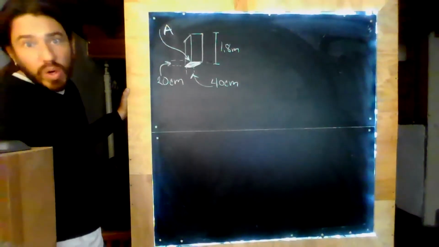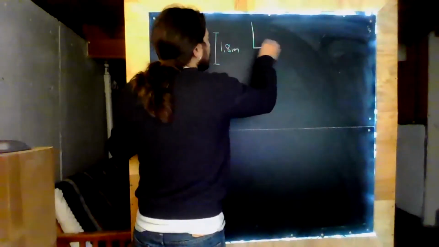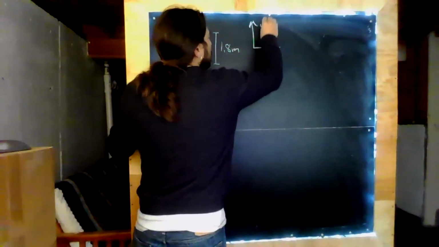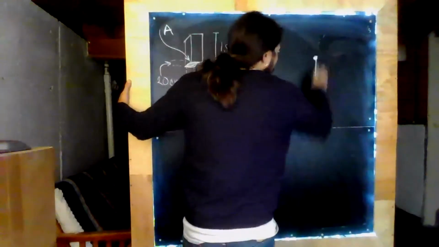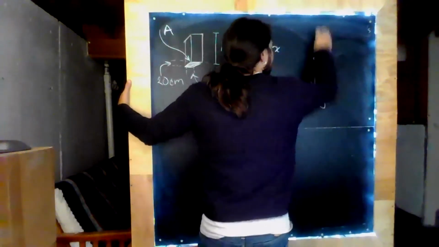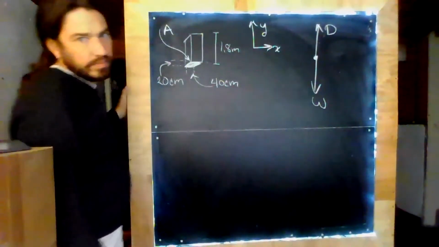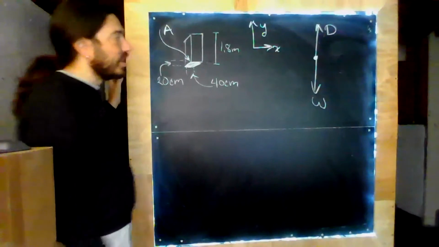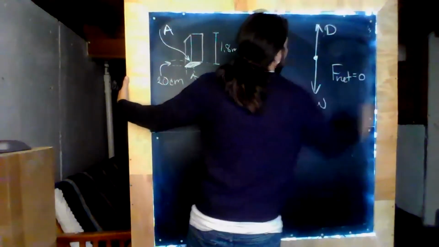What else should we do? We should define a coordinate system, right? No reason not to use a standard coordinate system. What's our free body diagram look like for our skydiver? Well, we have the weight force down and the drag force up. If he is at terminal speed, then F net equals 0.